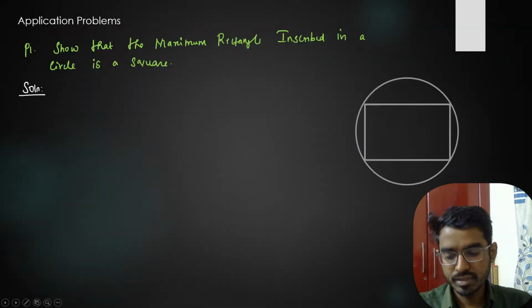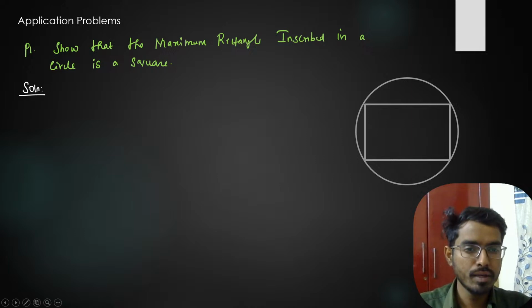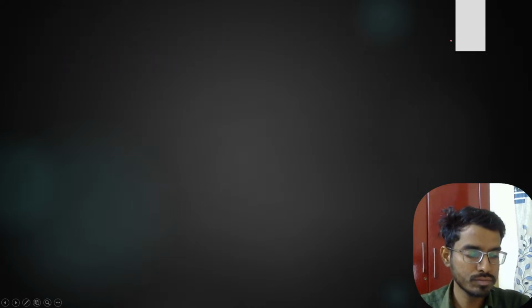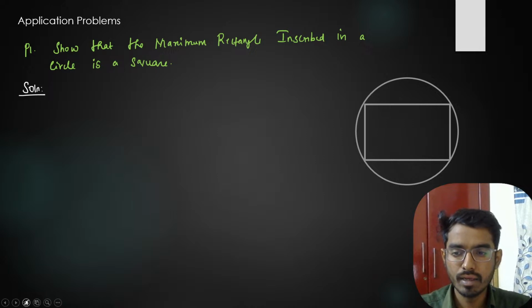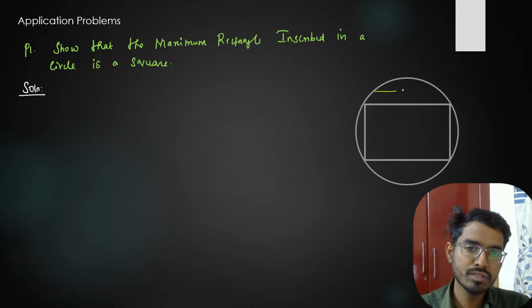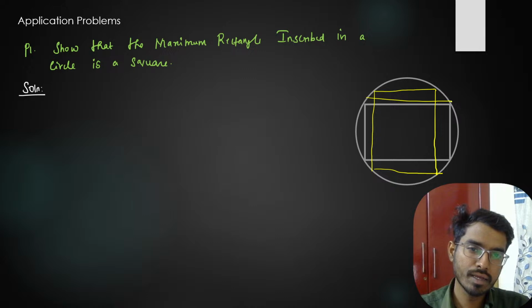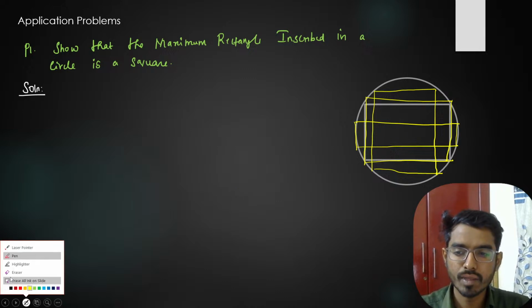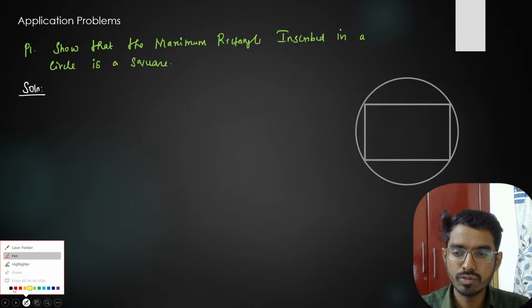So what we are doing is we are inscribing a rectangle inside a circle. We can inscribe many rectangles in this circle, right? For example, you can see this is one rectangle, right? We can inscribe many rectangles inside this. Out of all these rectangles, the one which has the largest area, that is maximum area, is the square, right? Okay, so we'll prove this.